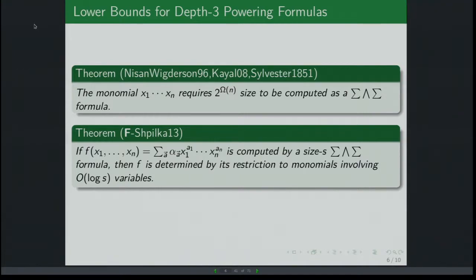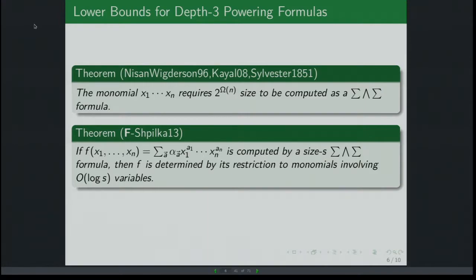So let's parse this for a second. There are many, many monomials here. If the monomial involves more than, say, log s variables, just throw it away. Just zero out that coefficient. You'll be left with a sum of monomials where each monomial involves few variables, which variables might depend on the monomial. But you'll have very, very few monomials. You'll have a quasi-polynomial many monomials left. And I'm saying those coefficients actually determine the function.